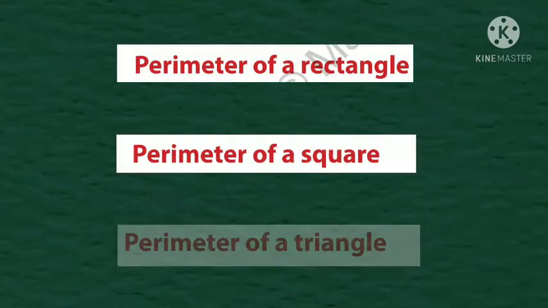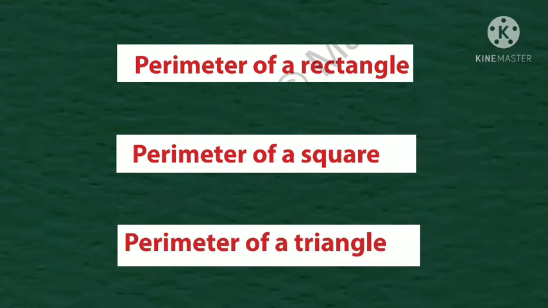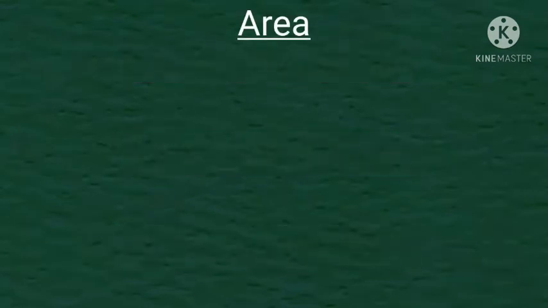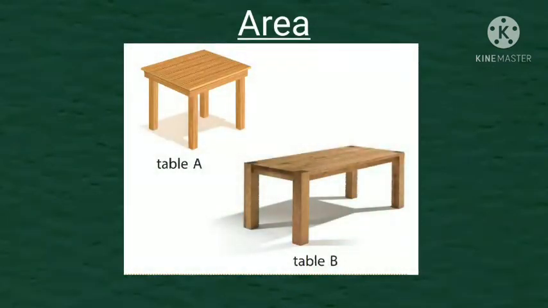In the previous class, we learned the perimeter of a rectangle, perimeter of a square, and perimeter of a triangle. So, today we will learn how to find the area of a rectangle and a square. Area.